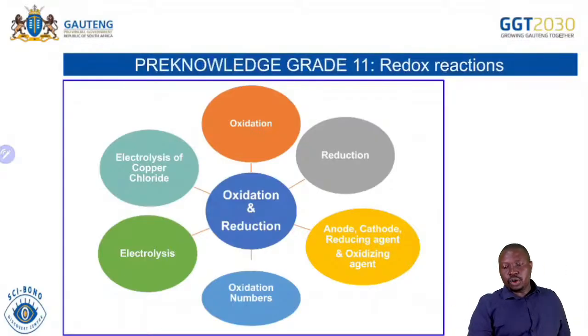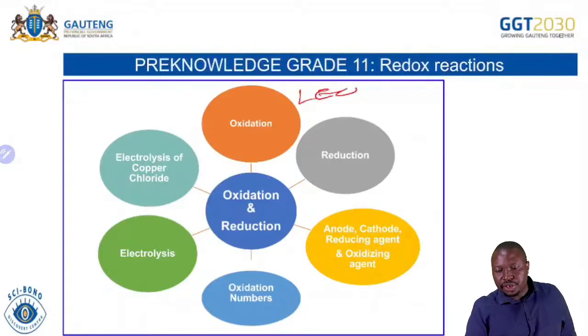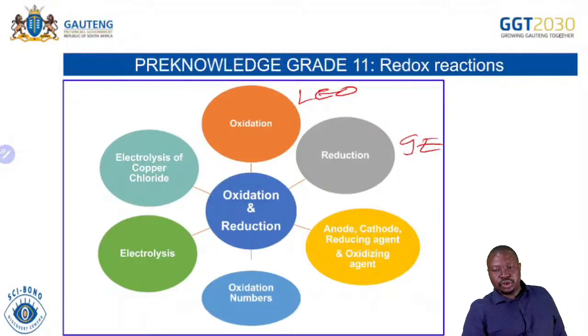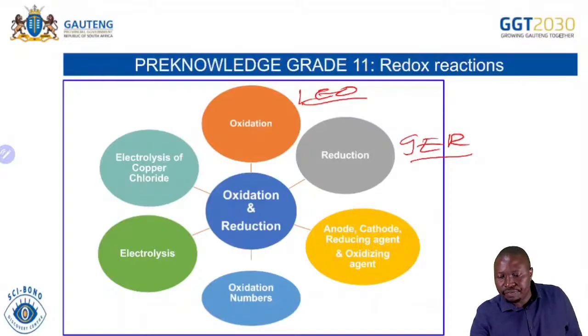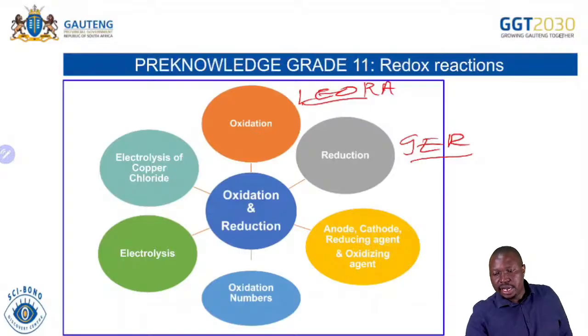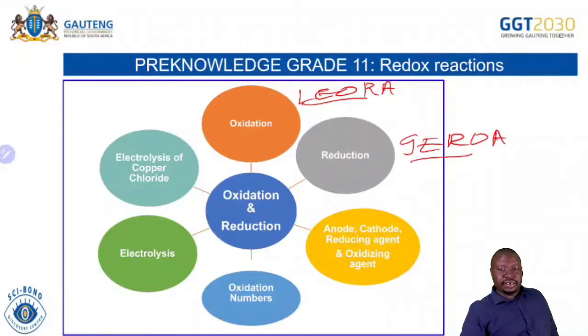You have done what is oxidation. You have done that oxidation is loss of electrons, reduction is gaining of electrons. So don't forget, loss of electrons is oxidation, gaining of electrons is reduction. Loss of electrons is oxidation, and that gives us a reducing agent. The gaining of electrons is reduction, and that gives us the oxidizing agent. The reducing agent is oxidized, and the oxidizing agent is reduced.